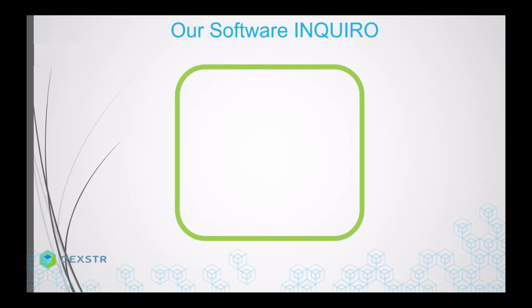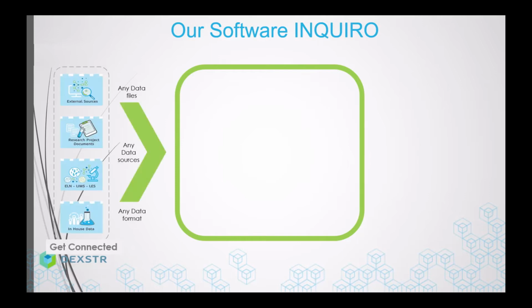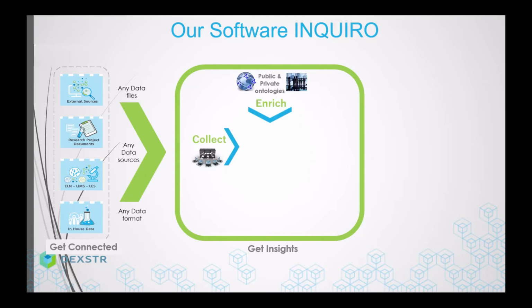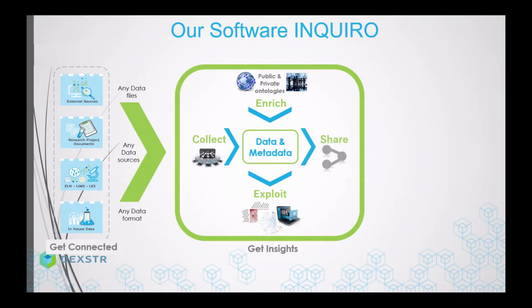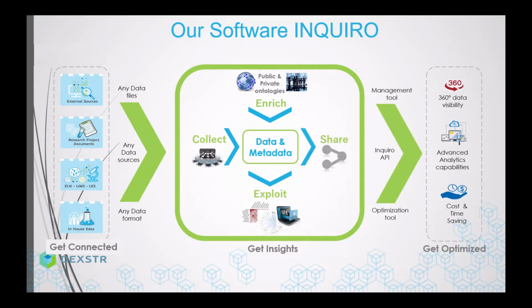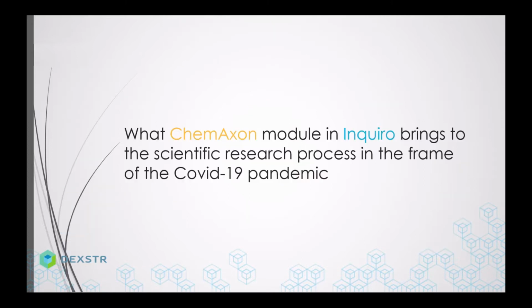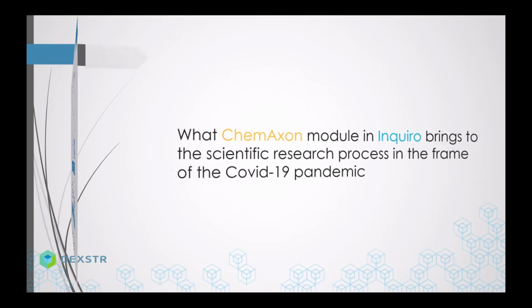Before we begin, just a few words about the Inquiro software. Inquiro is an insight engine that collects scientific data and enriches it using ontologies. As a result, it provides data and metadata that can then be exploited with graphic representations within the software itself, or be shared via an API to be processed by other tools such as business intelligence software or specific scientific tools such as Spotfire or Pipeline Pilot. Now, let's discover how Inquiro, integrating the Chemaxon chemistry modules, participates in the research effort against COVID-19.